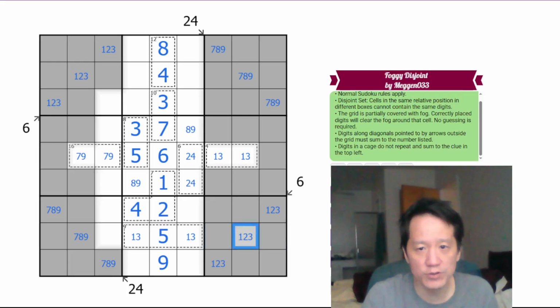This can't be 1 or 3 here because of the 1-3 pair in the row. So this must be a 2. Which means this can't be 2, this can't be 2, and this can't be 2 because of the disjoint set rule. This can't be 3 because of this 3.